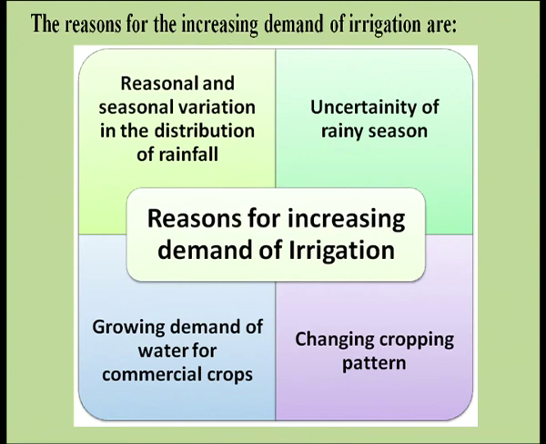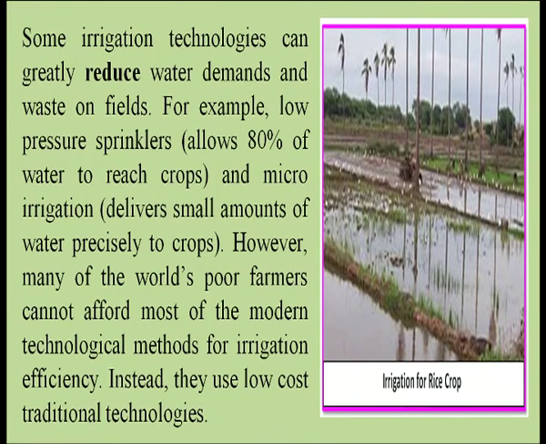These are the reasons for increasing demand of irrigation: uncertainty of rainy season, changing cropping pattern, growing demand of water for commercial crops, and regional and seasonal variation in distribution of rainfall. This shows the rice field on the right of the screen. Rice, as you must be knowing, in its early phases of growth requires a lot of water. But we can reduce the amount of water required in our agricultural field. For example, pressure sprinklers allow 80% of water to reach the crops, and micro irrigation delivers small amounts of water precise to the crop, and these are available.